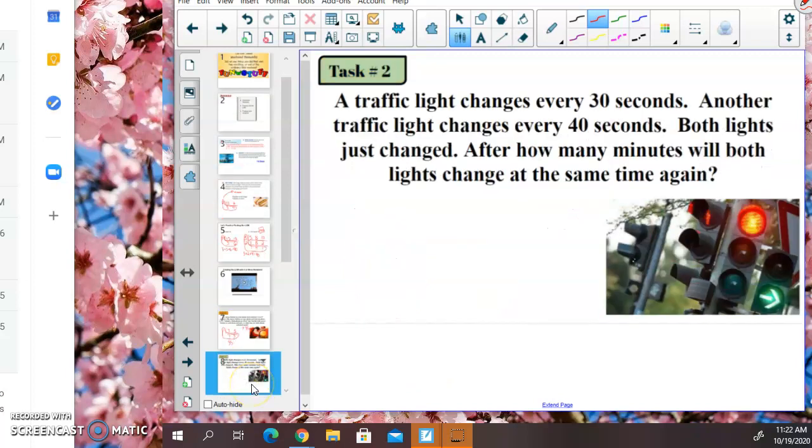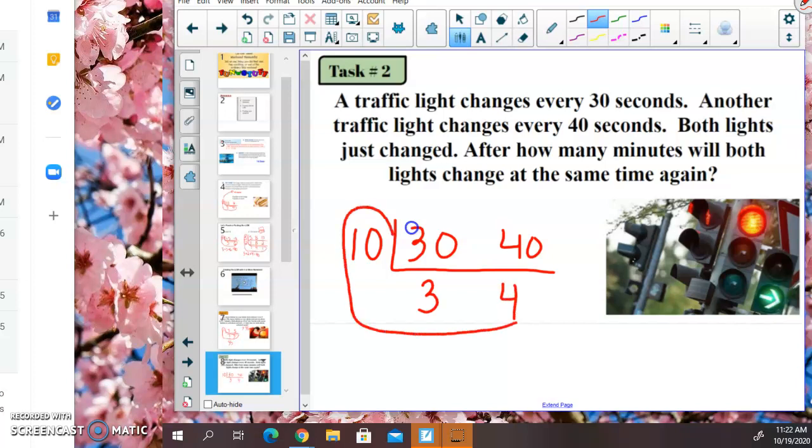All right, next question says a traffic light changes every 30 seconds. Another traffic light changes every 40 seconds. Both lights just changed. After how many minutes will both lights change at the same time again? So I have to find the least common multiple of 30 and 40. Because they both end in 0, I know I can divide a 10 out of both of those. 30 divided by 10 leaves me with 3. 40 divided by 10 leaves me with 4. And that is what I'm going to use to find my least common multiple.